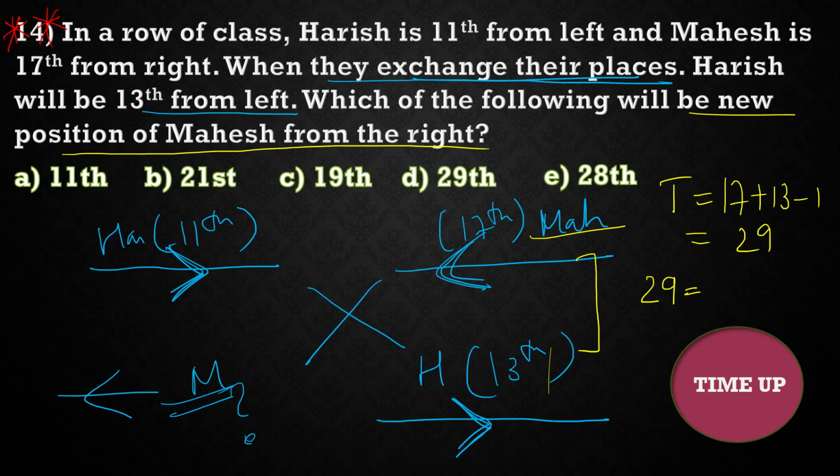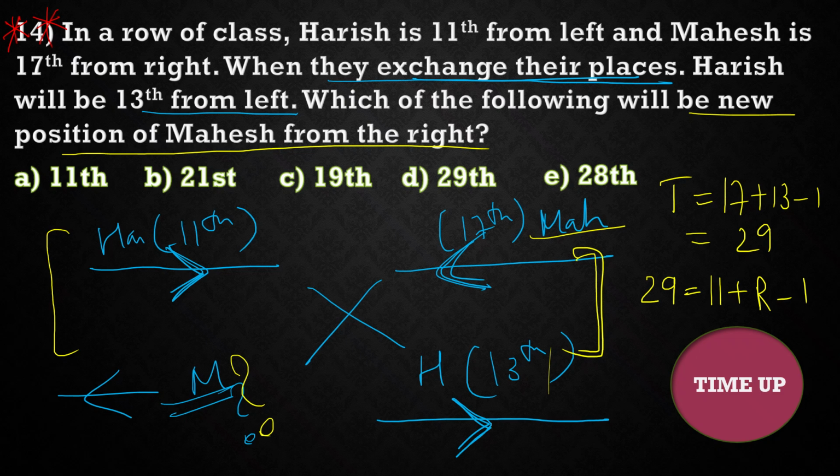What information is left now? What information is left? These two we have already used to find out the total. So what information is left? This information is left and this you need to find out. So 11 you will take plus, from the right hand of Mahesh we need to find out minus 1. So that will give you how much?